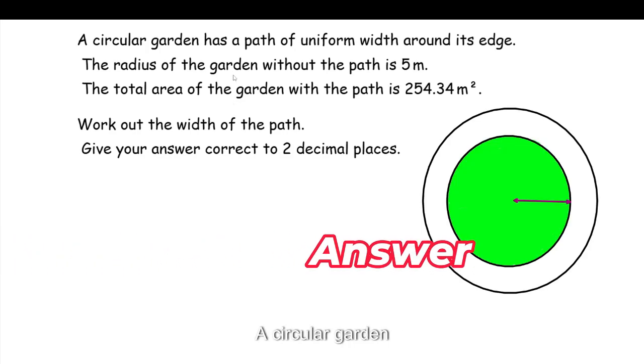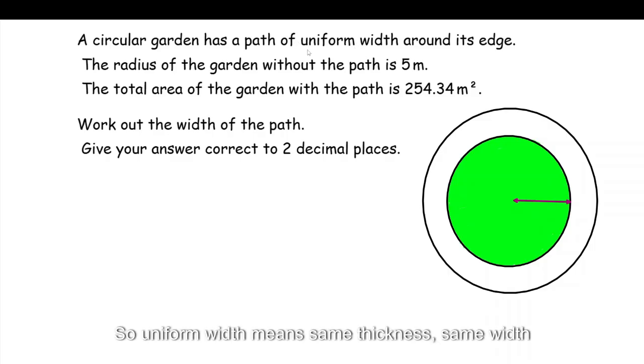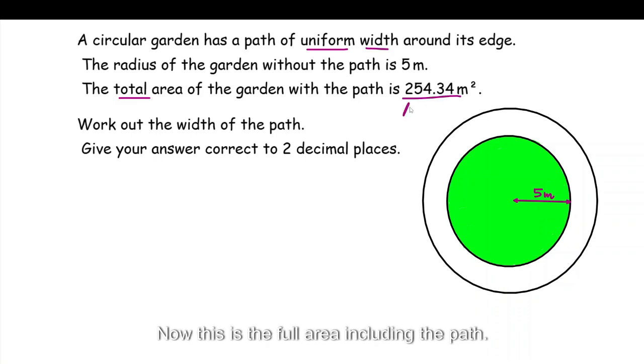A circular garden has a path of uniform width. Uniform width means same thickness, same width around its edge. The radius of the garden without the path is 5 meters. So we know this one here is given as 5 meters. The total area of the garden with the path is 254.34 meters squared. Now this is the full area including the path.